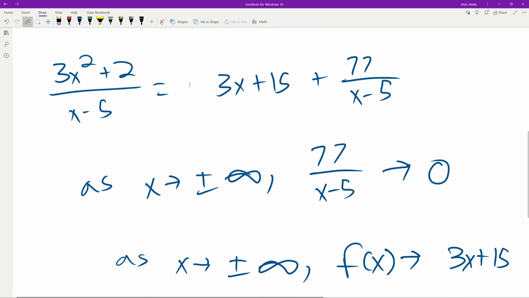So to explore the long-run behavior of a rational function, we can perform polynomial division, and then the quotient will describe the asymptotic behavior of the function. When this result is a line, we call this an oblique asymptote or a slant asymptote.